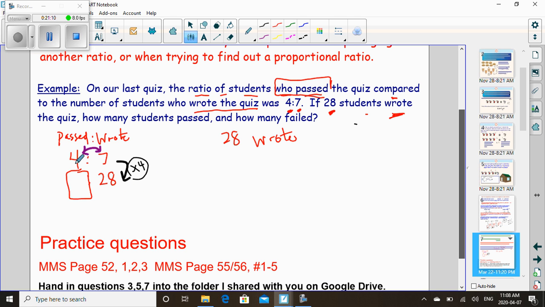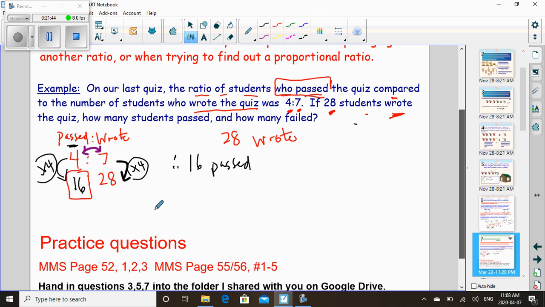Therefore, what happens to the 4? It's got to be multiplied by the same scale factor. 4 times 4, 16. Now we're not quite done the question, but we've got some good information here, right? The question goes, if 28 students wrote the quiz, how many passed and how many failed? So you're going to say, well, I just figured out how many passed, right? Therefore, 16 passed, but what about failed?